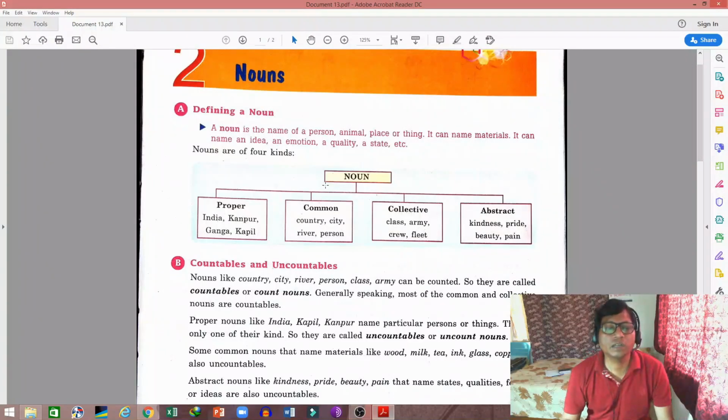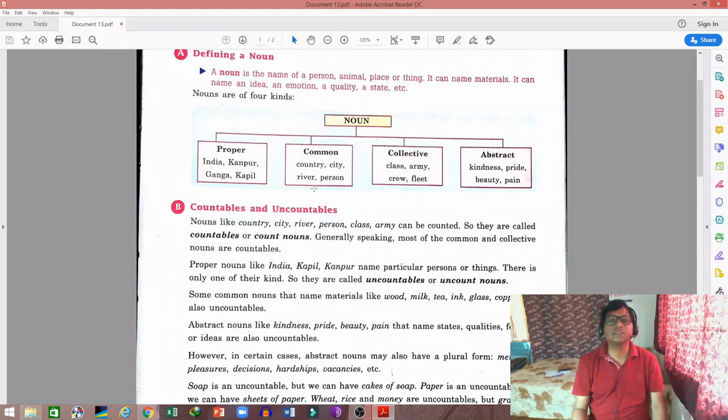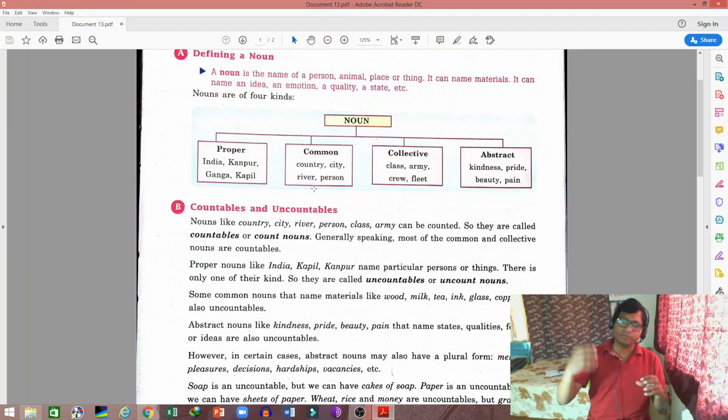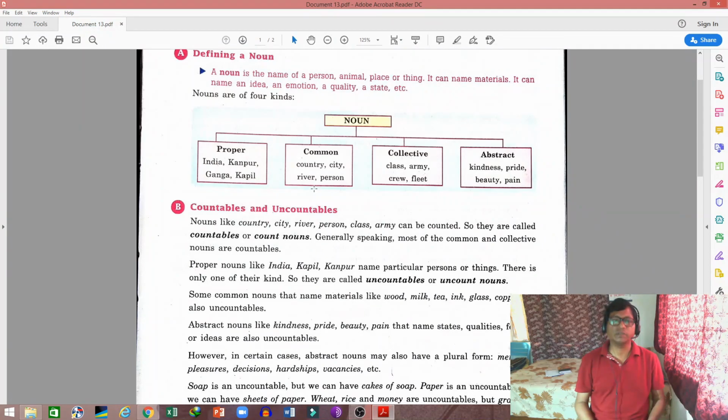Now, countable and uncountable noun. What is countable noun? Countable noun means the noun that can be counted. That is, you can count the noun. For example, 1, 2, 3, 4, like that, you can count. Nouns like country, city, river, person, class, army can be counted. So they are called countable nouns or count nouns. Generally speaking, most of the common and collective nouns are countable, right? A pencil, you can count it. A pen, you can count it. A book, you can count it. So these are all countable nouns. And make sure to understand this, that every countable common noun should always take a, an, the, etc. in general, right?